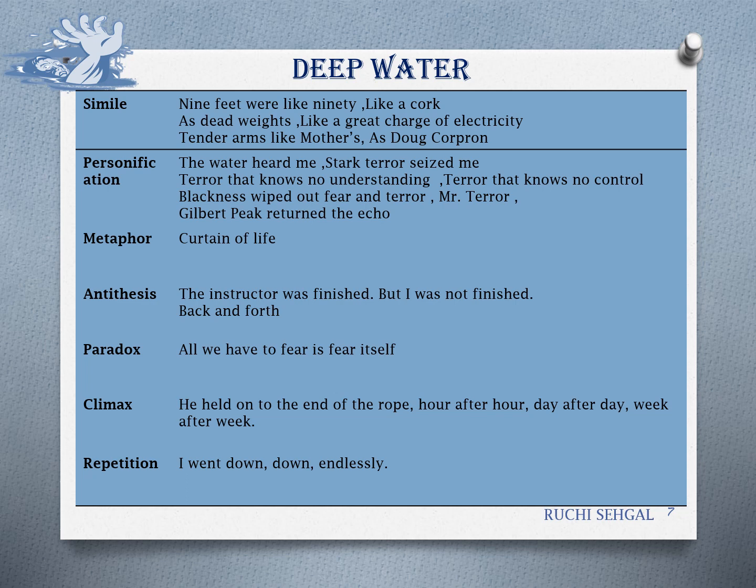Metaphor: curtain of life. Antithesis: the instructor was finished but I was not finished. A very important statement from the chapter. Paradox: all we have to fear is fear itself. Climax: he held on to the end of the rope hour after hour, day after day, week after week. Repetition: I went down, down, endlessly.